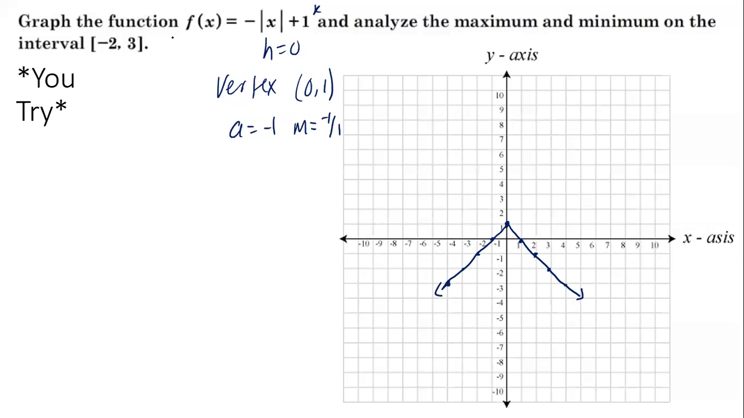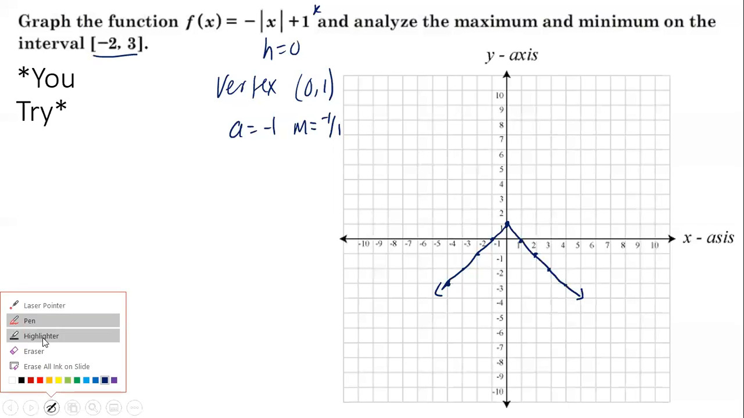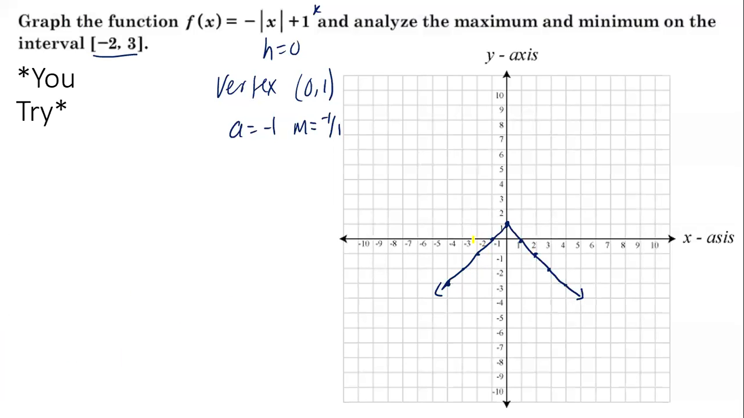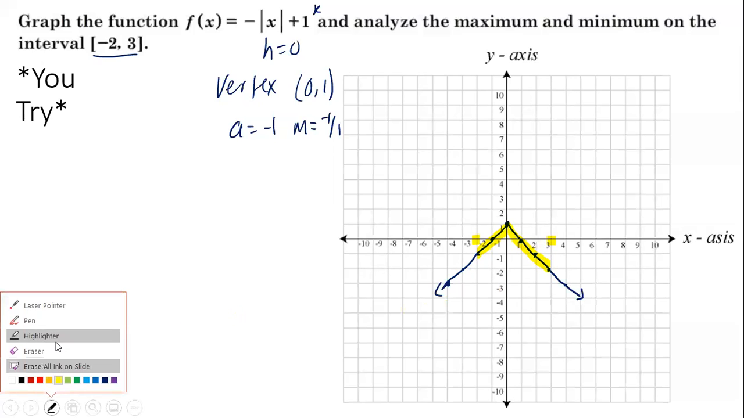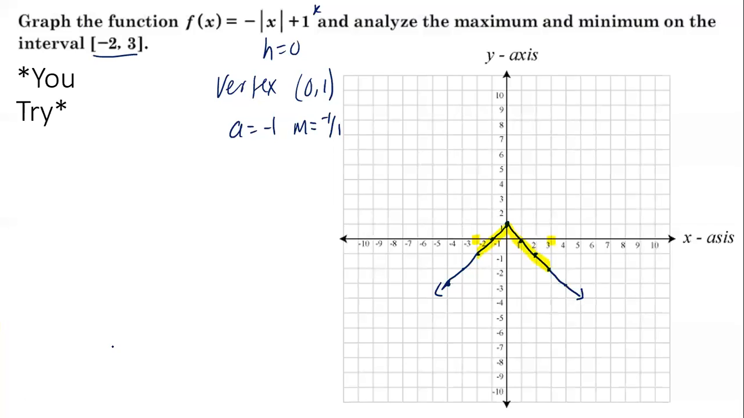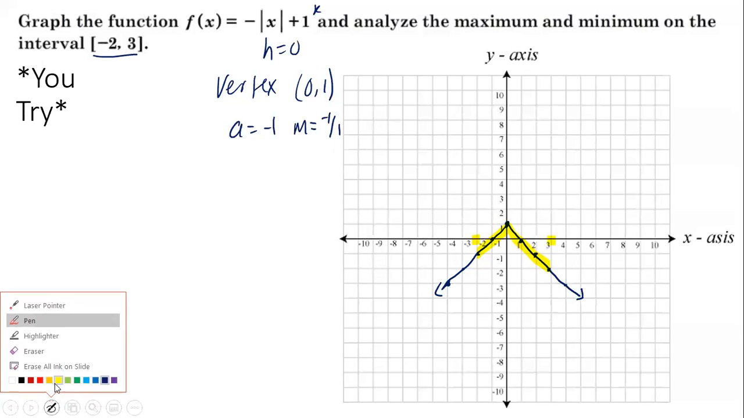So I have my graph, and my interval is -2 to 3. So I'm going to highlight from -2 to 3. Okay, I've highlighted, check. And now I'm going to identify my max and min.